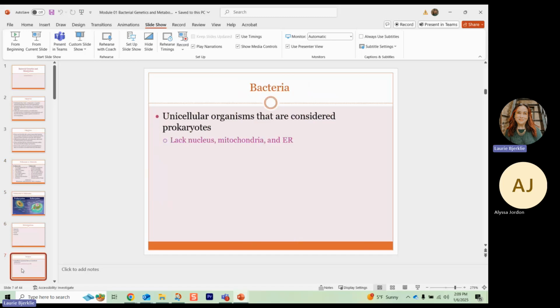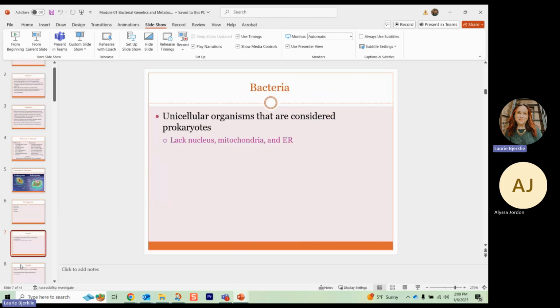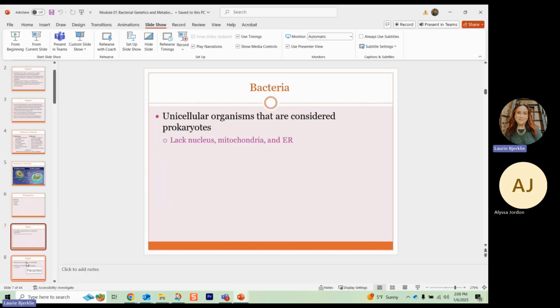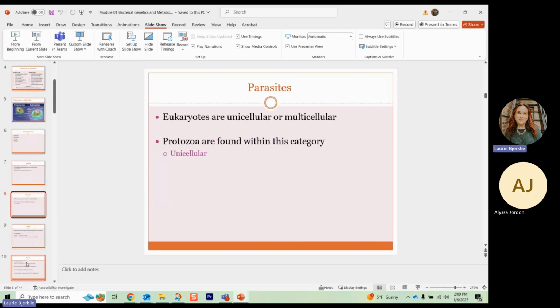All right, so again, bacteria are prokaryotes, they're unicellular, and again, they lack that nucleus, mitochondria, endoplasmic reticulum, and other organelles. Parasites are going to be considered eukaryotes along with the fungi.